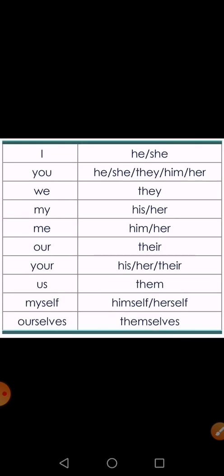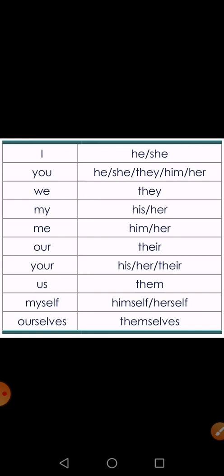Now you can see, if I is there in the direct speech, according to the sentence, you can change it into he or she. You in the direct speech would be changed into he, she, they, him, or her, according to the sentence. We would change into they.